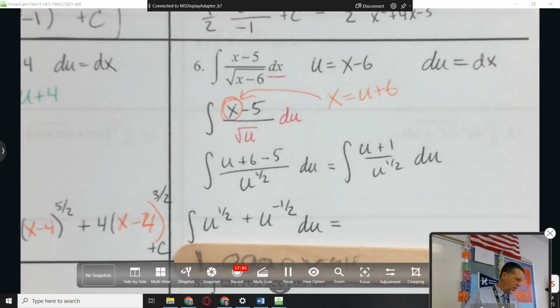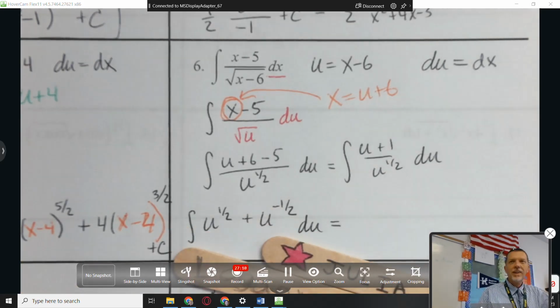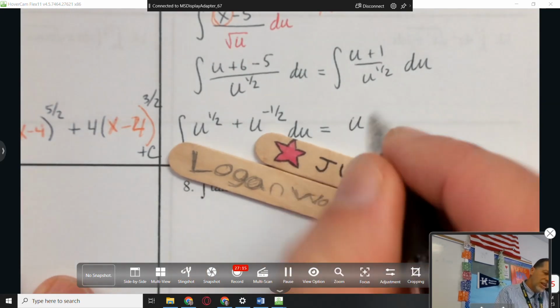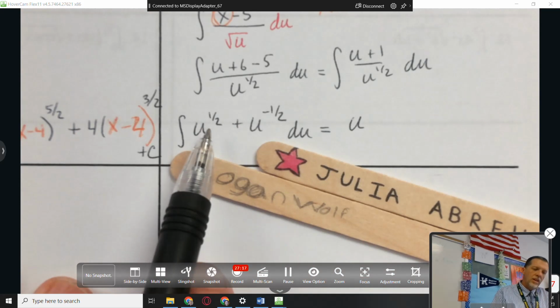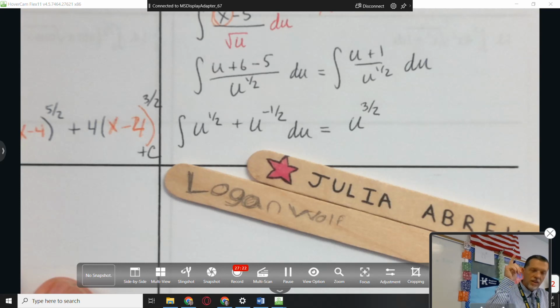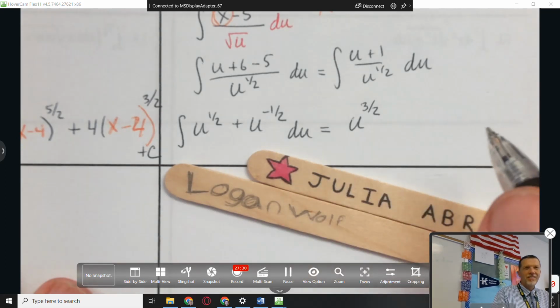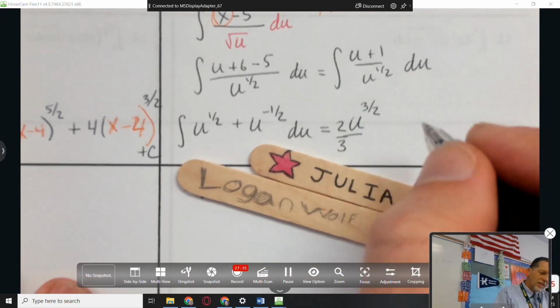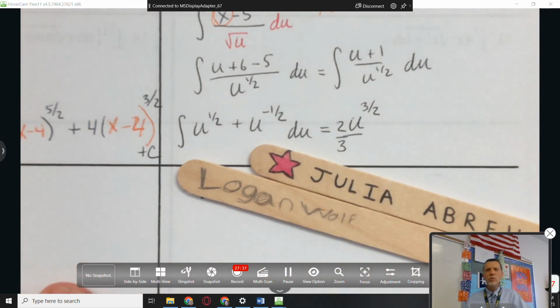Logan, what's the antiderivative of u to the 1/2? U to the 3/2 over 3/2, or times 3/2. Well, which one? Over 3/2 is right, but I don't want to do over 3/2. I'd rather multiply by 2/3. On a free response question, you would be able to write over 3/2. Fractions and fractions would be okay. All right.